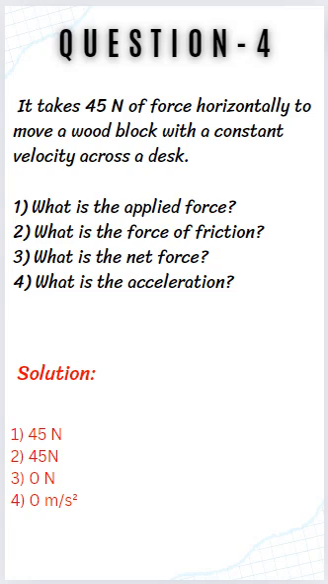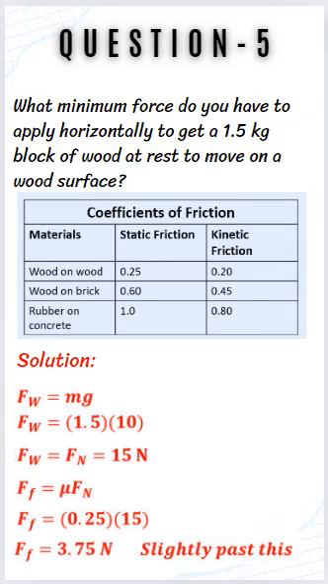Because the wood block is moving at constant velocity, applied force equals frictional force. Net force equals applied force minus frictional force, which is equal to 0. Because net force is 0, acceleration is 0. In question 5, weight of the block is equal to 1.5 times g, which is equal to 15 Newton. For wood to wood, coefficient of friction is 0.25 from the table. So frictional force equals mu times weight of the block, which is equal to 3.75 Newton.